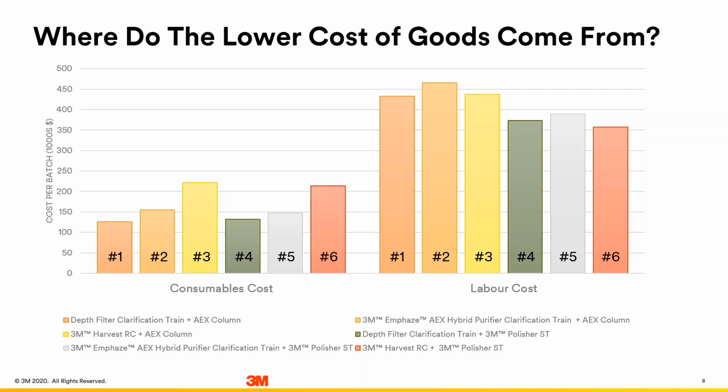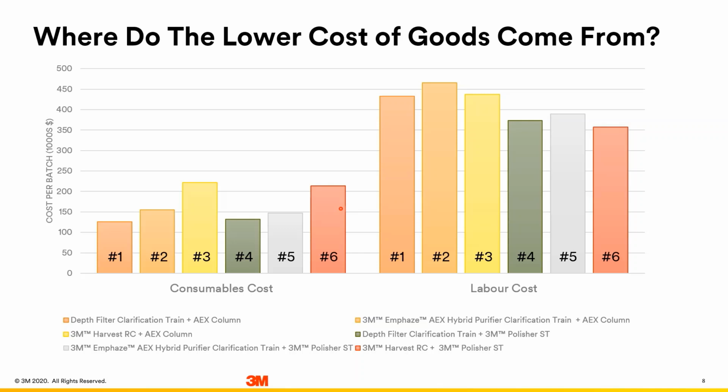What I've presented is consumable costs on the left-hand side and labor costs on the right-hand side. And we can see that these show 2 different trends. So the consumable costs on the left-hand side show a general increase as we go from process 1 to process 6 in consumable costs. And that makes sense because the technology is getting more expensive because it's doing more in your process.